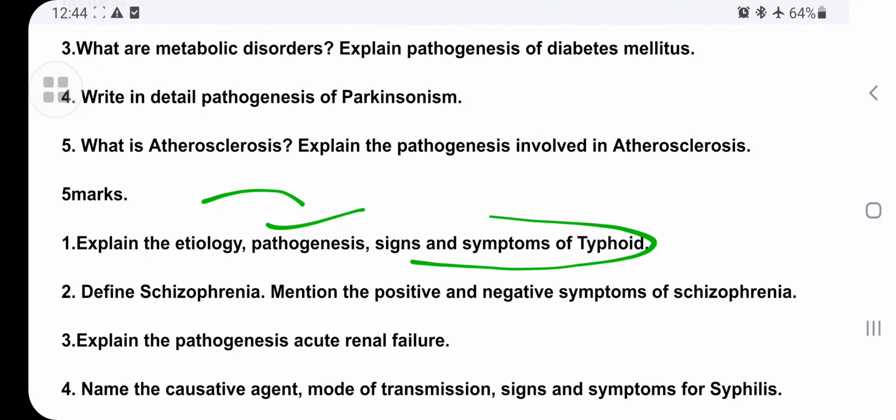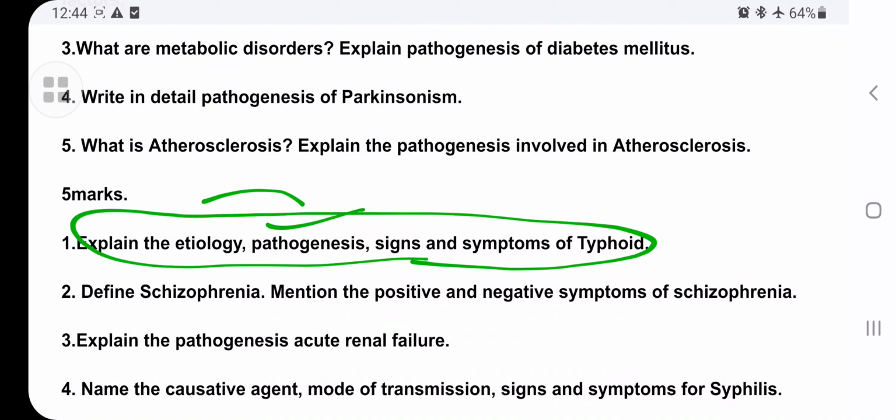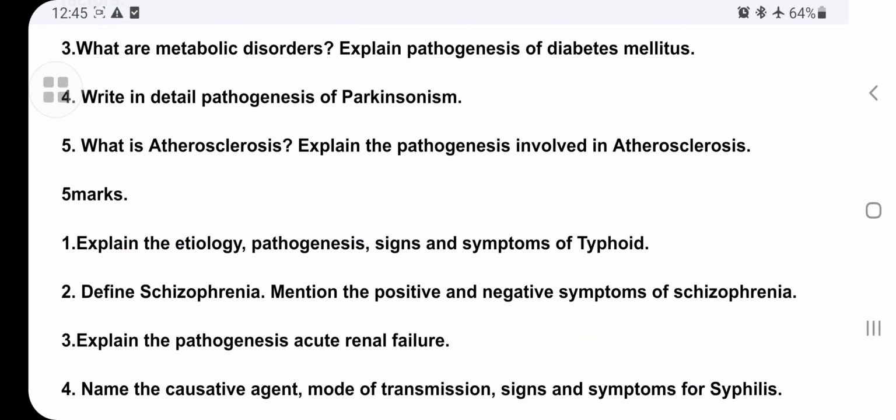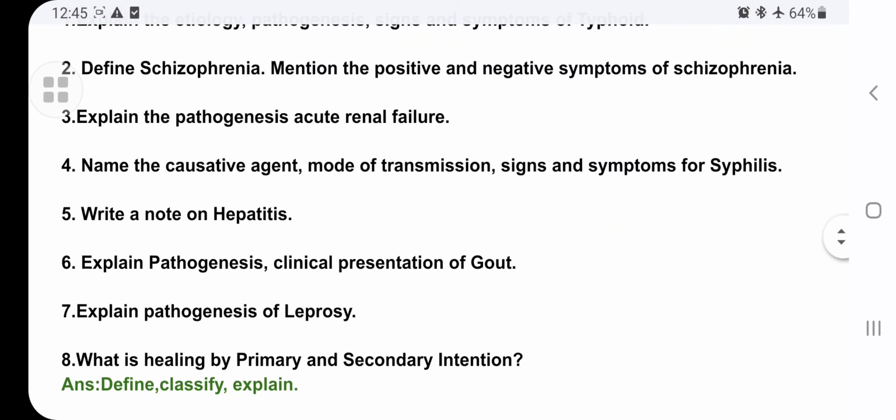Here also typhoid, they ask the disease typhoid. What is typhoid? Typhoid is caused by the bacteria called Salmonella typhi. Etiology you write. Etiology and causes are both the same. Transmission, how it is transmitted, that also you have to write here. What is schizophrenia? Mention the positive and negative symptoms of schizophrenia. Then pathogenesis of acute renal failure. Causative agent, mode of transmission, and signs and symptoms for syphilis.